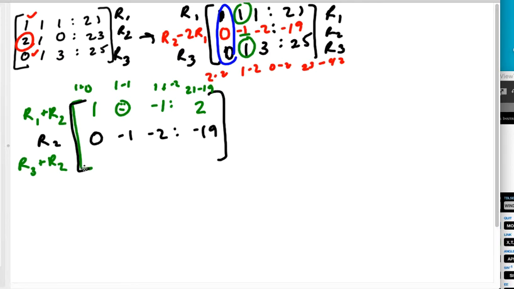Row 3 plus row 2 is still going to be a 0, right? Because I want to keep that as a 0. This is also going to be a 0 because this was 0 plus 0.